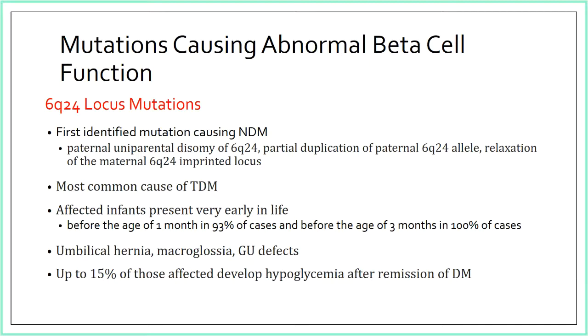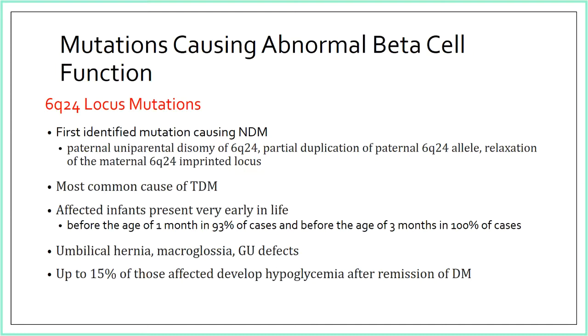The first identified mutation that causes neonatal diabetes, however, was changes in the 6q24 locus. It's most often caused by paternal uniparental disomy of 6q24, partial duplication of the paternal 6q24 allele, or relaxation of the maternal 6q24 imprinted locus. It is the most common cause of transient neonatal diabetes mellitus, and affected infants present very early in life. So typically within the first week of life, but about 93% of cases they'll present before age of 1 month.